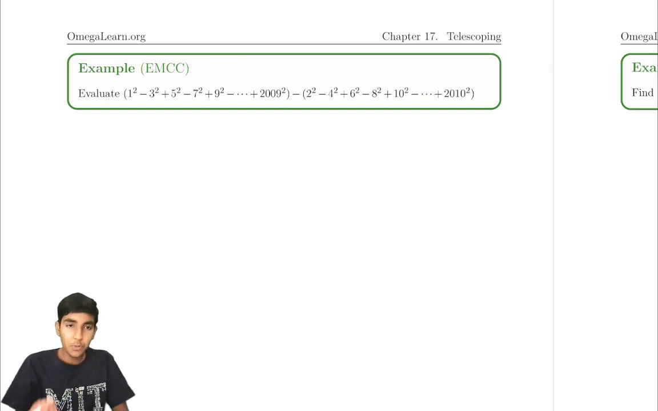Okay, so how do we get stuff to cancel? I mean, there's no way we're going to evaluate 2010 squares. That's not feasible for us.